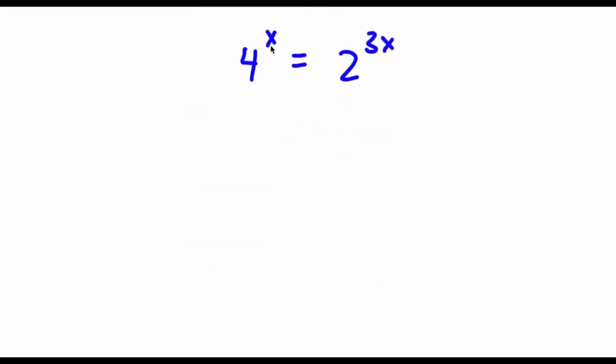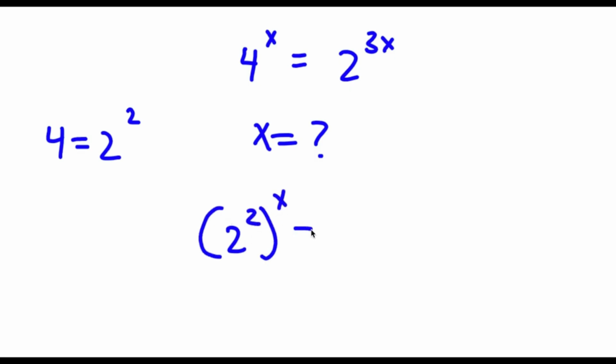Alright, so I have 4 to the power of x is equal to 2 to the power of 3x. So I want to find the value of x here. Now first off, 4 is the same thing as 2 to the power of 2. So if I replace 4 with 2 to the power of 2, I get 2 to the power of 2 to the power of x is equal to 2 to the power of 3x.